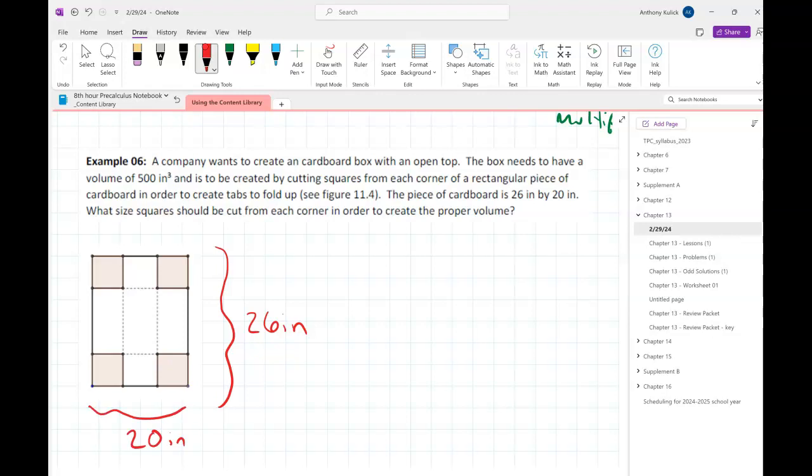And we're asked to figure out what size squares should be cut from each corner in order to create the proper volume. So we're looking for the side length of that square, right? And I know squares all have the same side length, so I'm just going to label all of those sides as x. Everybody's cool with this plan? So far, so good? All right.